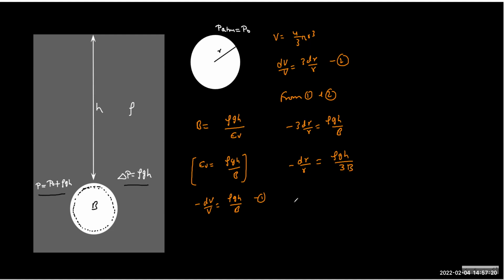So they may ask to find the percentage change in the radius. This kind of question will be asked: how much will the radius decrease? Now B is so high that this value will be a very small fraction, so in fact you won't be able to see these changes. But in a submarine, these changes are very much significant.